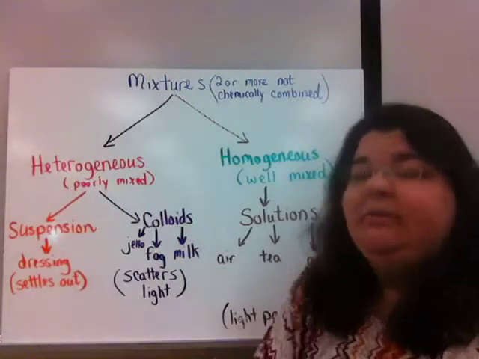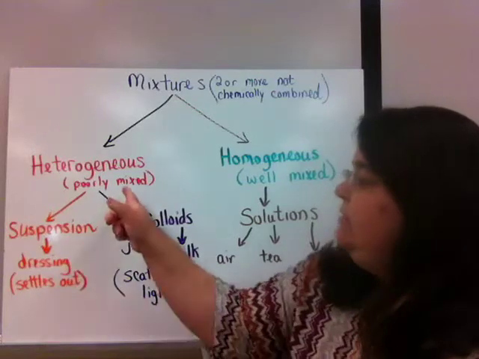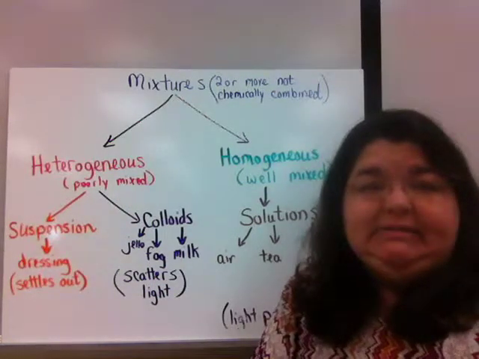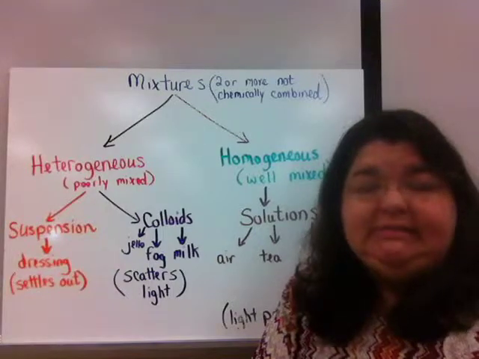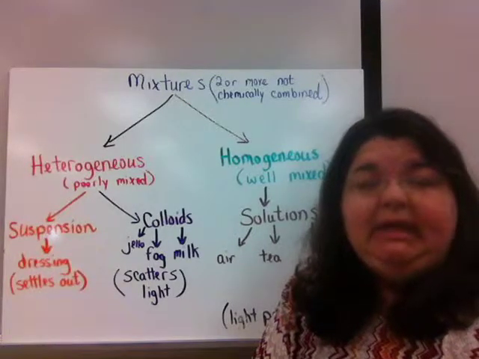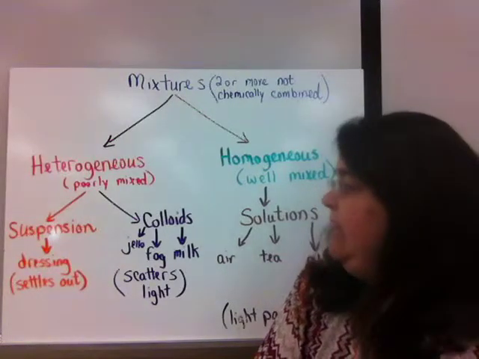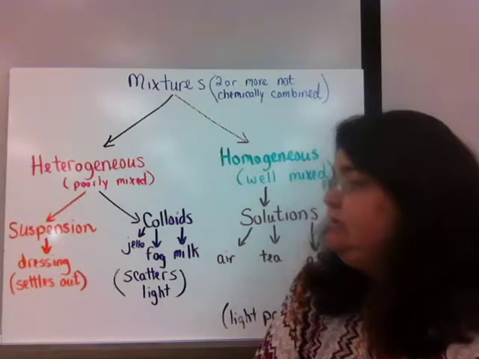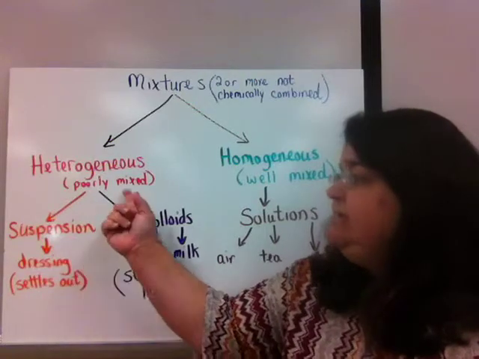This prefix hetero means differently or different. So a poorly mixed mixture would be like raisins and peanuts. If someone served you a cup of raisins and peanuts and you don't like the raisins, you could pick out the peanuts that you wanted to eat and give the raisins to someone else and trade them for the peanuts that they don't like.